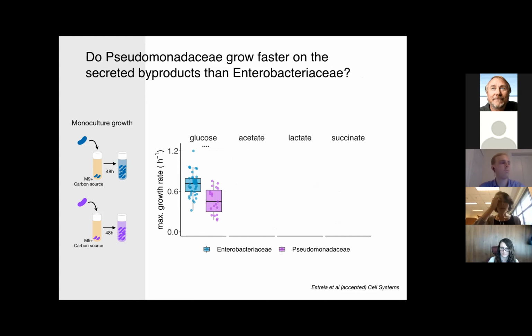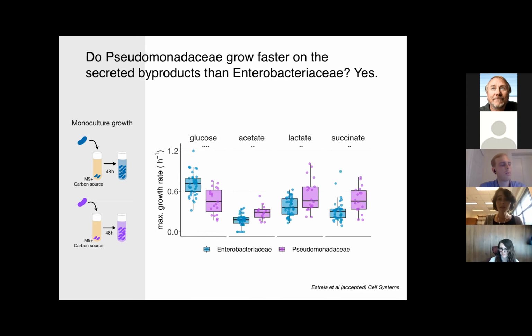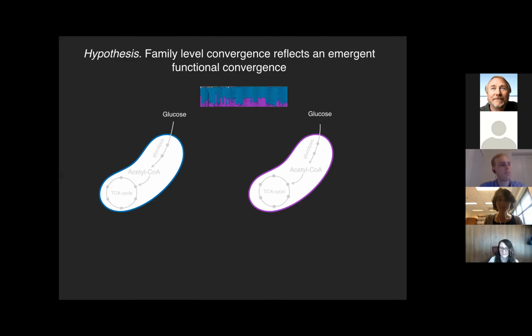So far we know that the Enterobacteriaceae grow faster on glucose compared to the Pseudomonas, and they do so while secreting lots of organic acids. So then the natural follow-up question was, do the Pseudomonas in turn grow faster on the secreted byproducts, which could explain why they coexist with the Enterobacteriaceae? And the answer is yes. The Pseudomonas grow on average faster on the 3 dominant byproducts.